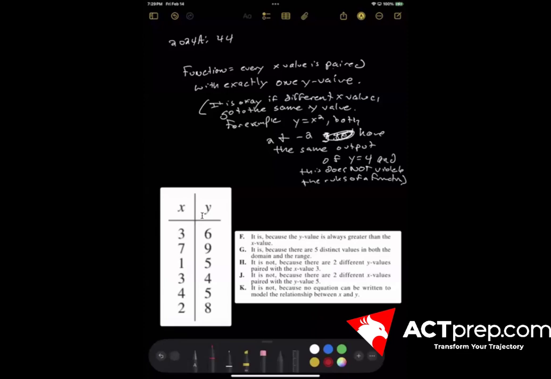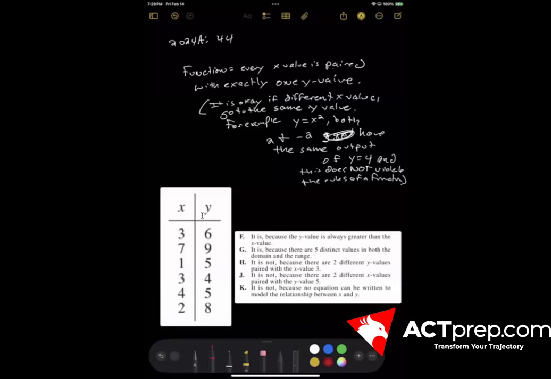So for y equals x squared, for example, both 2 and -2 map to +4, and that's totally okay. It fits into the definition of a function. So we're just going to run through these and see, because it's basically just asking, is this a function, and which of these gives the best reason, if so.